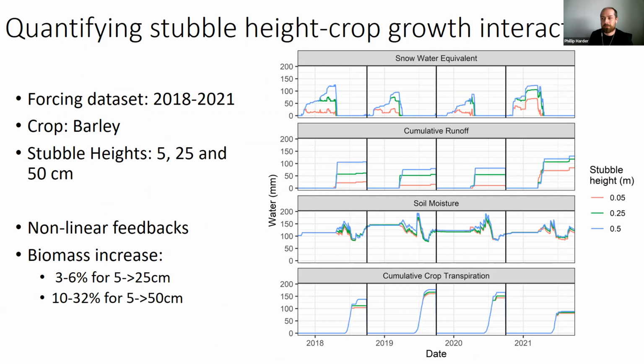Using some data from near Saskatoon, 2018 to 2021, we have a barley crop, and let's say we can prescribe stubble heights of 5, 25, and 50 centimeters. And we can very quickly see that we have nonlinear feedbacks. Some years we have a bigger response than others, largely depending on antecedent soil moistures, as well as the amount of snowfall in the winter. Are we even able to fill up the stubble height capacity to resist blowing snow?